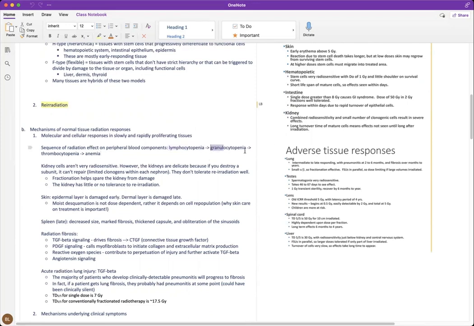Then you'll see granulocytopenia, and then thrombocytopenia, and then finally anemia. The way I interpret this clinically is that, yeah, radiation can affect red blood count and platelets, but really if someone's coming with low platelets or low hemoglobin, it's probably from their chemotherapy. And radiation is probably not going to do that much.